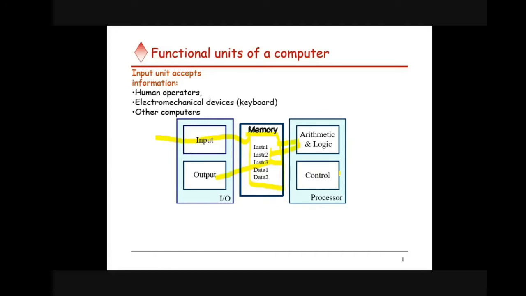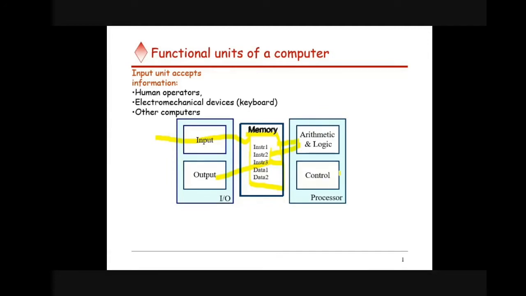The input unit accepts information either from a human operator or from electronic mechanical devices like a keyboard, mouse or any other input device. So the input unit accepts the input from the input device and gives it to the memory unit. That is the input unit. Similarly, what is the work that the output unit is doing? It is not related to output devices. That is one point.